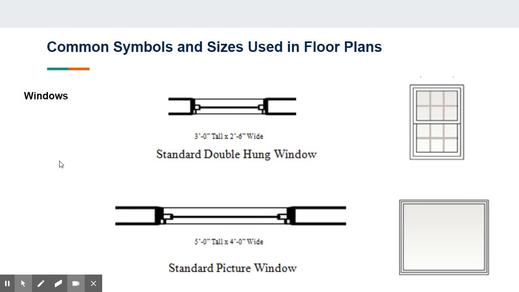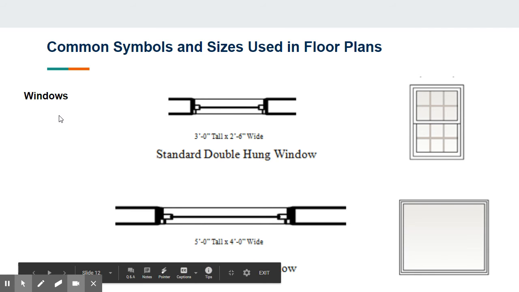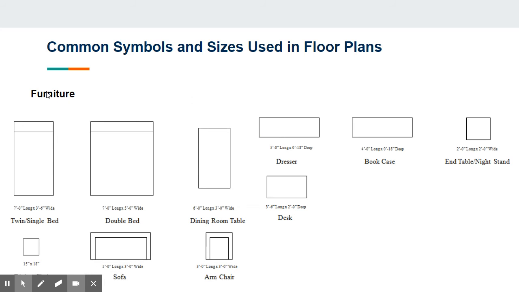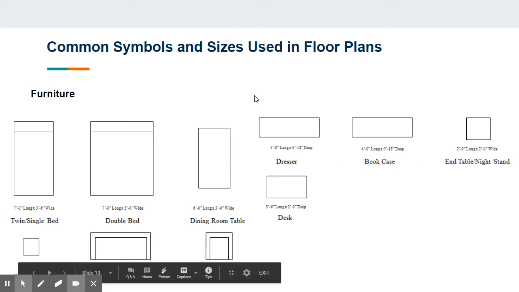And this is what a window would look like in a floor plan. So when you're drawing your sketches later on, this is how you're going to draw a window in your sketch. Okay, this is what furniture looks like, and these are the average lengths of the furniture. So that'll come in handy later on when you're drawing.